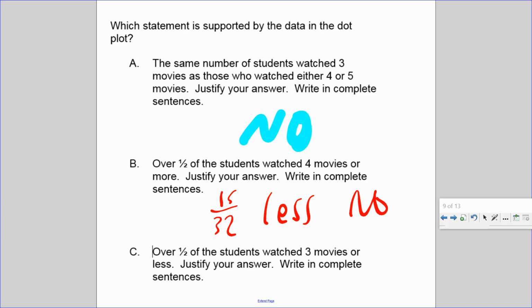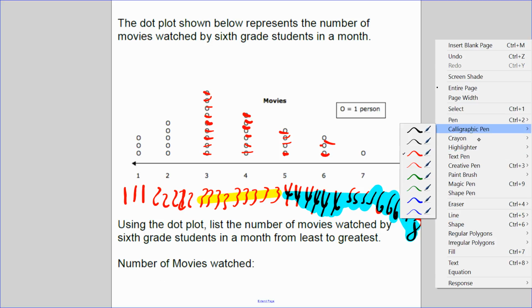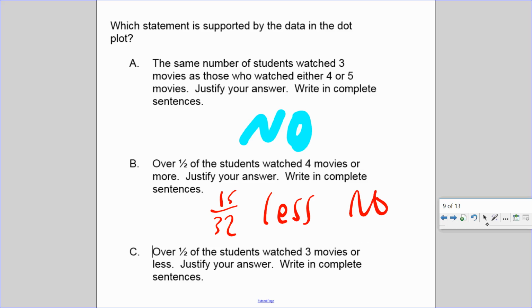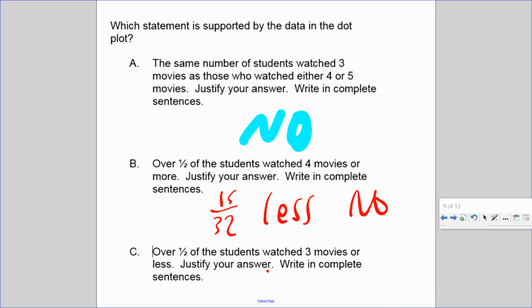And over half of the students watch 3 movies or less. So let me highlight all the numbers that are 3 or less. All of these. So that's 9, 10, 11, 12, 13, 14, 15, 16, 17. So it's 17 out of 32. Over half of the students watch 3 movies or less. So this will say over half. That is true. It's more than half because half of 32 is 16.